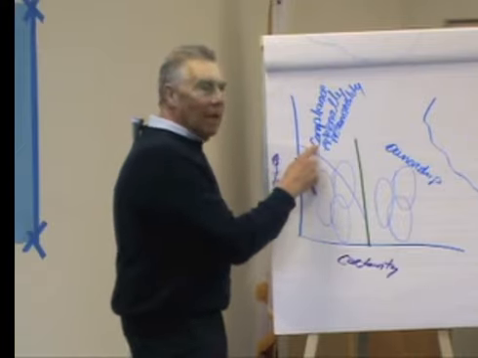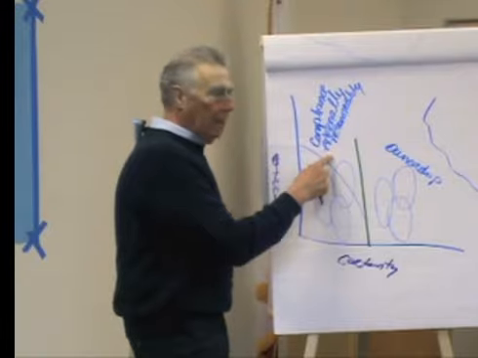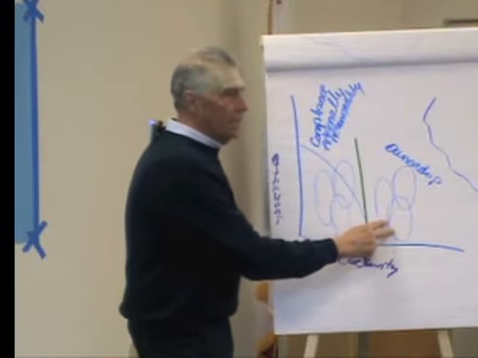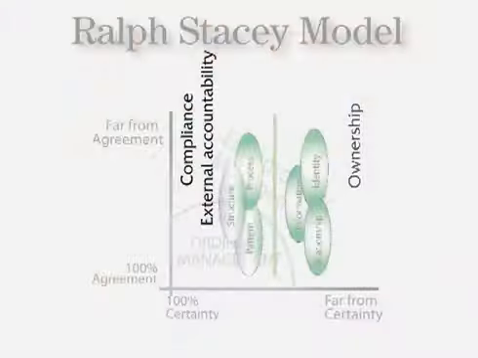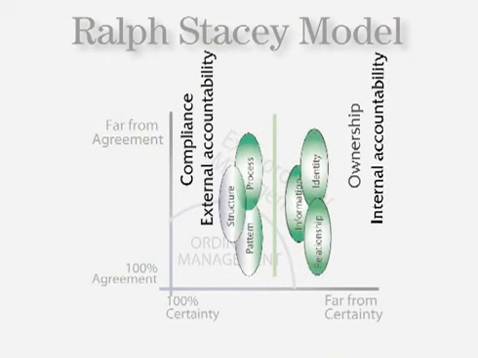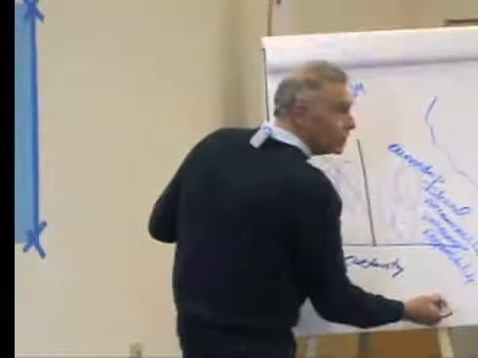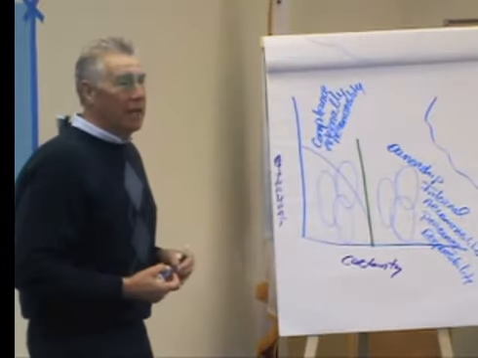But all you'll get is compliance to that. But if we operate in these ways around the juicy issues, you get internal accountability, also known as personal responsibility. Now, given the choice, which would you rather have?